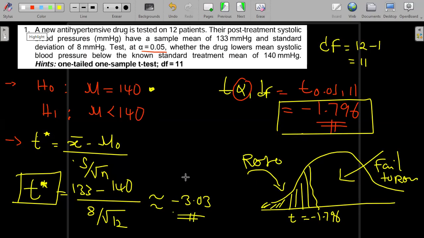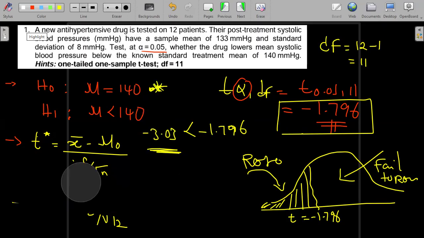So now let's compare this value and this value. What do we see? We see that the calculated value, minus 3.03, is actually less than the critical value. So what does this mean? It means this value falls in this region here. Since it falls in this region, we are going to reject the null hypothesis.